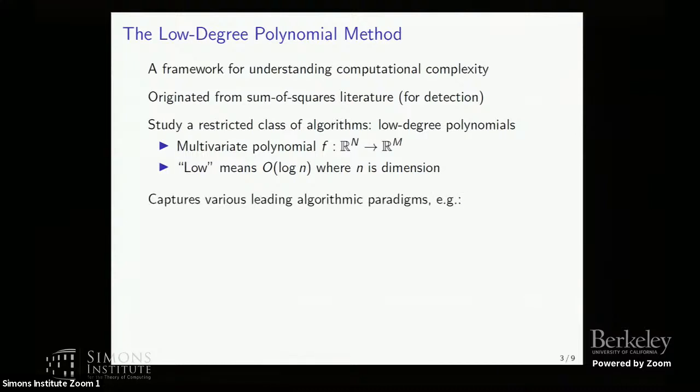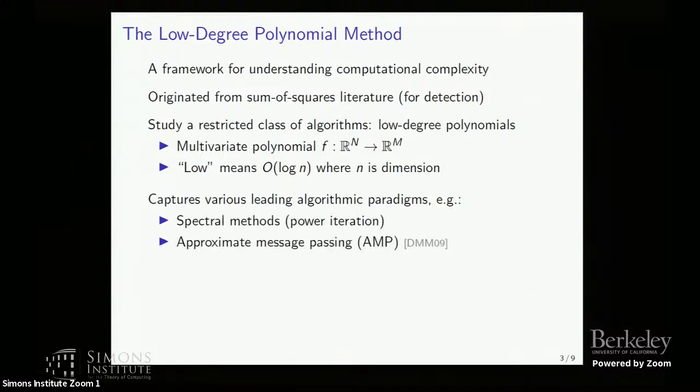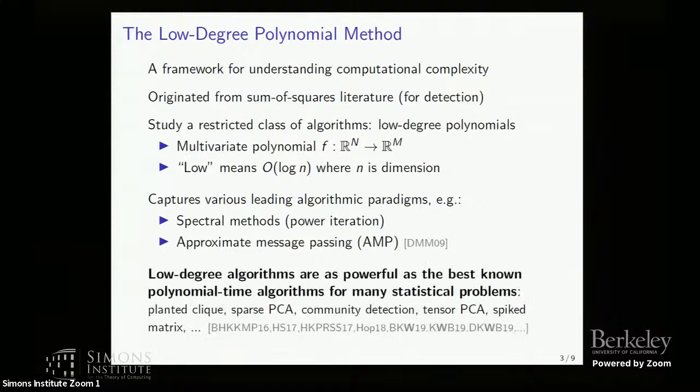So it turns out, luckily, that lots of leading algorithmic paradigms can be captured by this kind of framework. For example, spectral methods or power iteration, and also approximate message passing, and a few other things. And what has been realized in recent years is that, maybe amazingly, for a lot of these statistical problems, which roughly have some kind of planted signal buried in some kind of noise, low degree algorithms are actually as powerful as the best algorithms that we know.